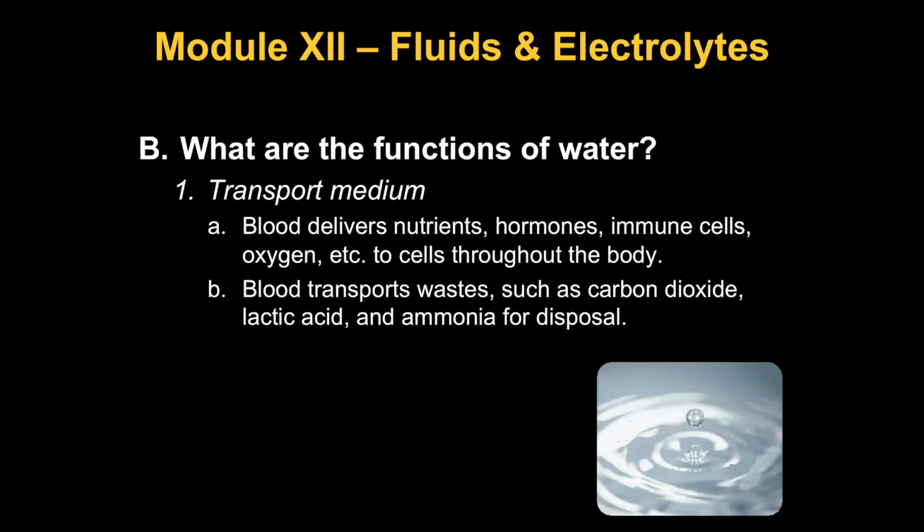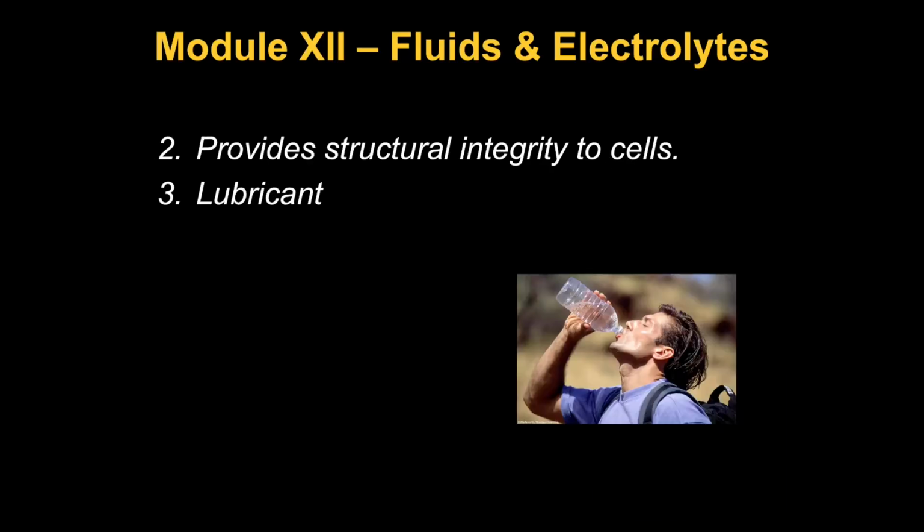Lipoproteins, proteins, glucose, everything, waste products. All of that's floating around in the plasma part of blood. So this is the watery portion. So water plays a very, very important role in transporting these substances. Water is also going to provide structural integrity to cells. It helps maintain the shape of the cells.